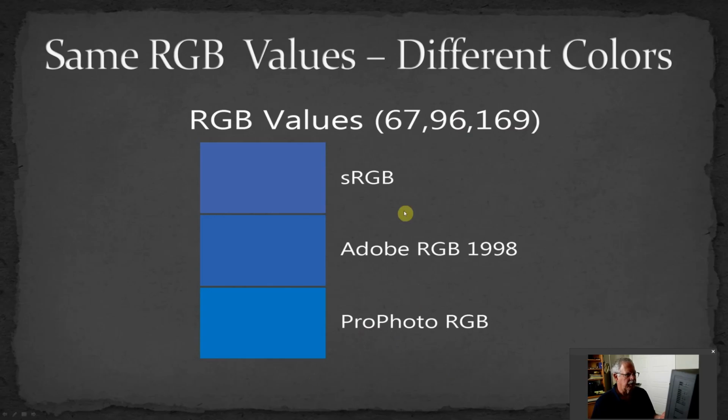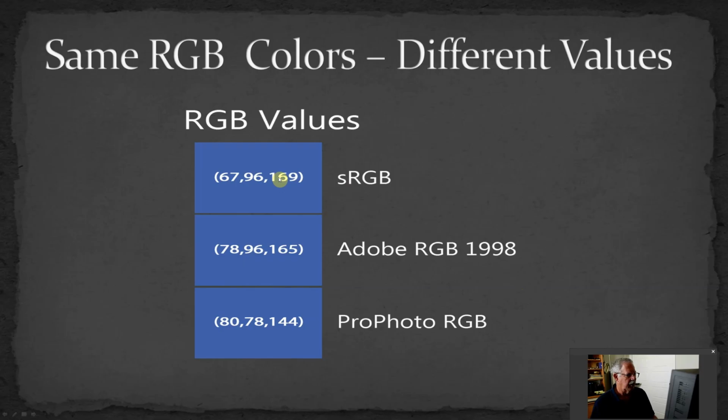So just as some examples, the same RGB values, here 67, 96, 169, yield different colors in different color spaces. And that's why it can get you in trouble, because if you are trying to print this color and you send it to the printer with a Profoto RGB color space image, and they assume it's sRGB, then you're going to get this color instead of this color. Conversely, the same color, the same blue color, for instance, has different RGB values in different color spaces.